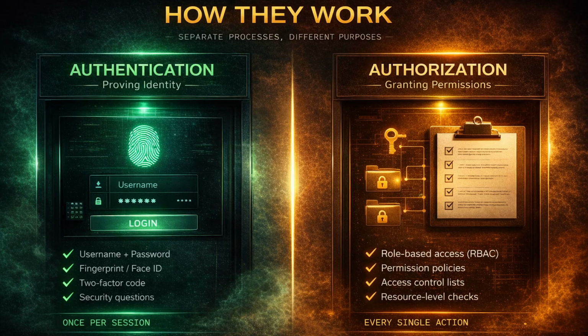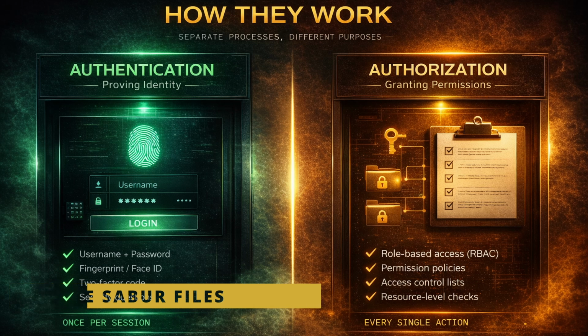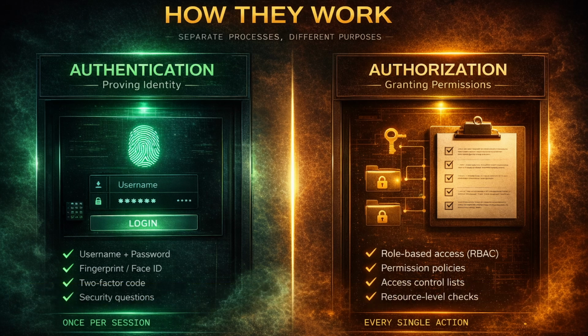Authorization, granting permissions. Now that the system knows who you are, it checks what you are allowed to do. You are logged into your company's network, authenticated. Now you try to open a file. The system asks, is this user authorized to access this file? If your role is engineer and the file is engineering docs, authorized, access granted.